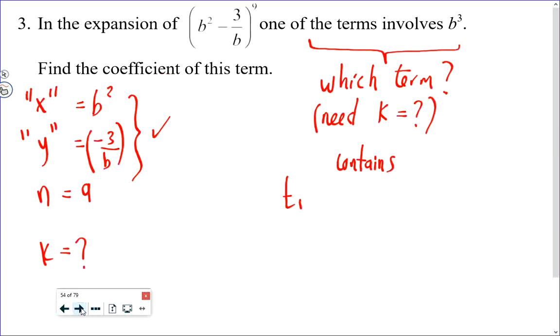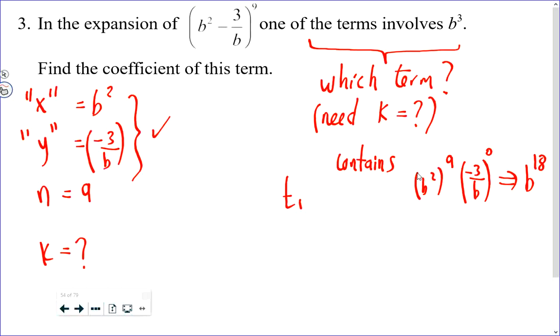So T1 contains what? Well, T1 will contain x, which is b squared, raised to the n, and it will contain y, which is negative 3 over b raised to the 0. This is going to contain, for b's, b to the 18. If I simplify b squared to the 9, I get b to the 18, and the other part is 1, so I get b to the 18.